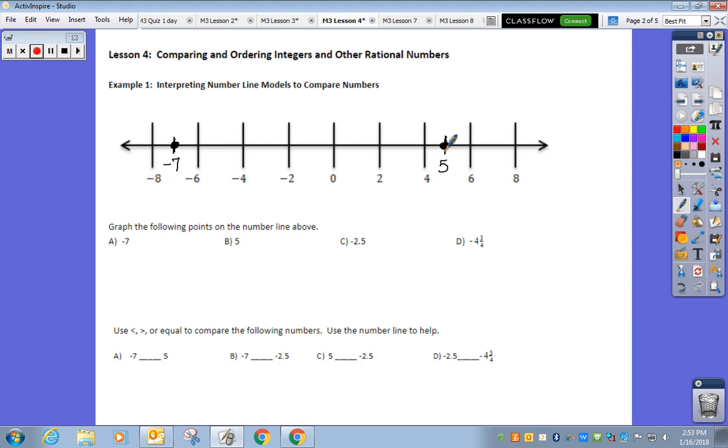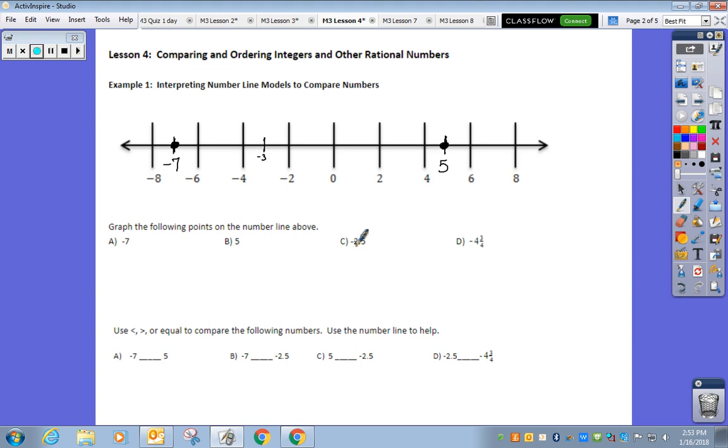Letter C is a little different. It includes a decimal. So this is -2.5 or -2 and 5/10. Now if this were positive, 2 and 5/10 would fall on our number line between 2 and 4. Since it's negative, it's going to fall between -2 and -4. So what I would do here is I would do halfway, which is -3. That would fall directly between -2 and -4.